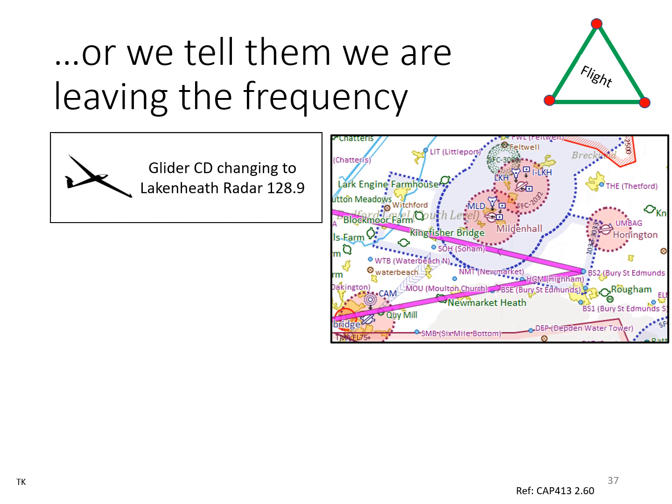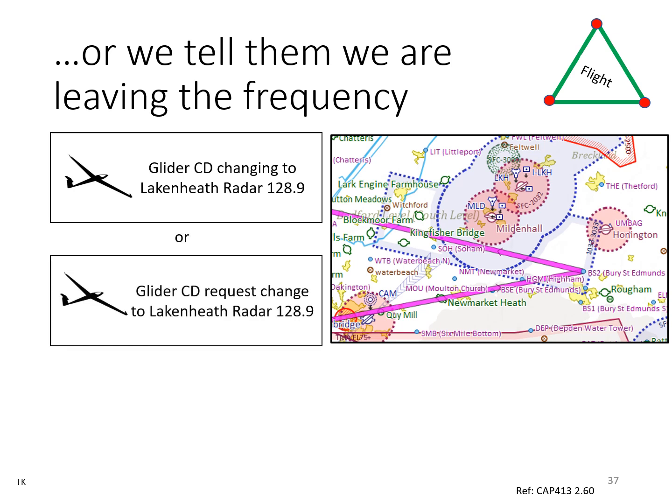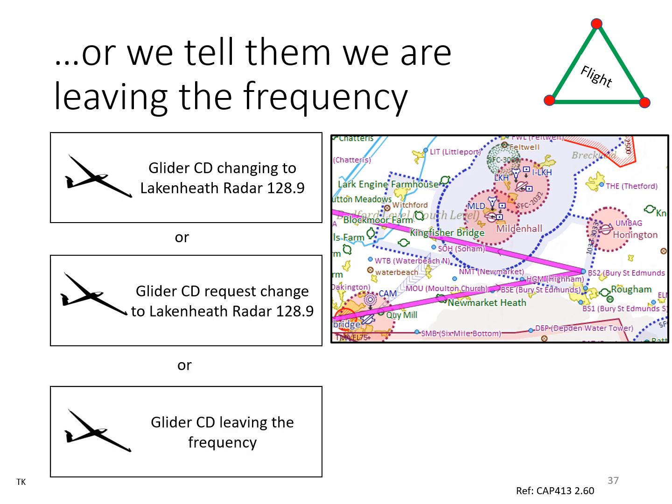Glider Charlie Delta, changing to Lakenheath radar 128.9. Or Glider Charlie Delta, request change to Lakenheath radar 128.9. Or just Glider Charlie Delta, leaving the frequency.